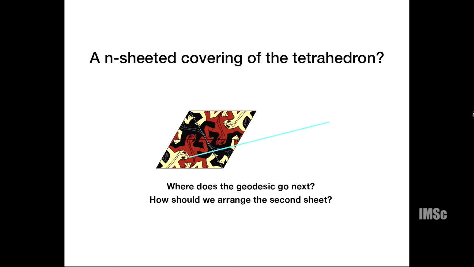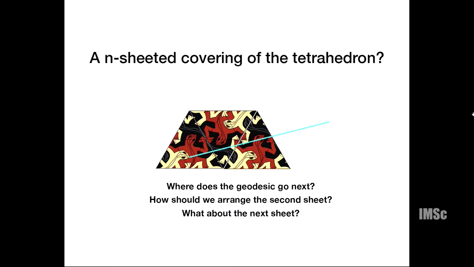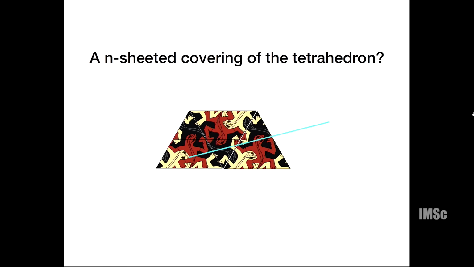And what about the next sheet? If we want to keep following the geodesic here, for the next sheet, this edge is getting zipped to this edge. So this is now getting identified to this point and moving this way into the red pulley. So it gets oriented like this. And we can keep going. We can keep following the geodesic and adding more and more sheets.